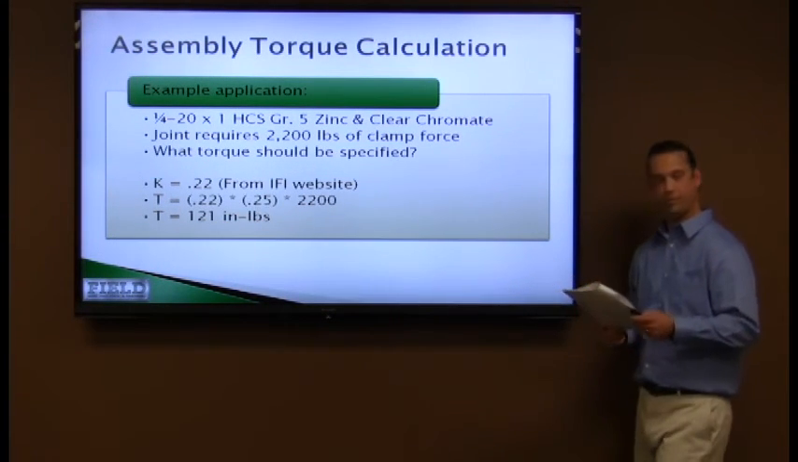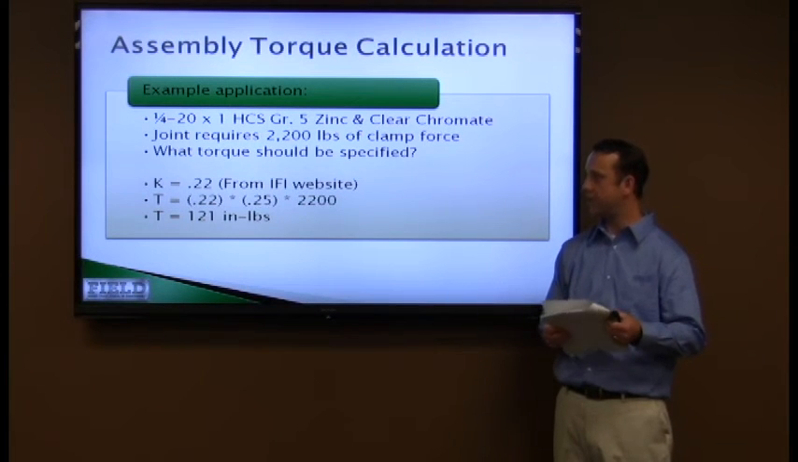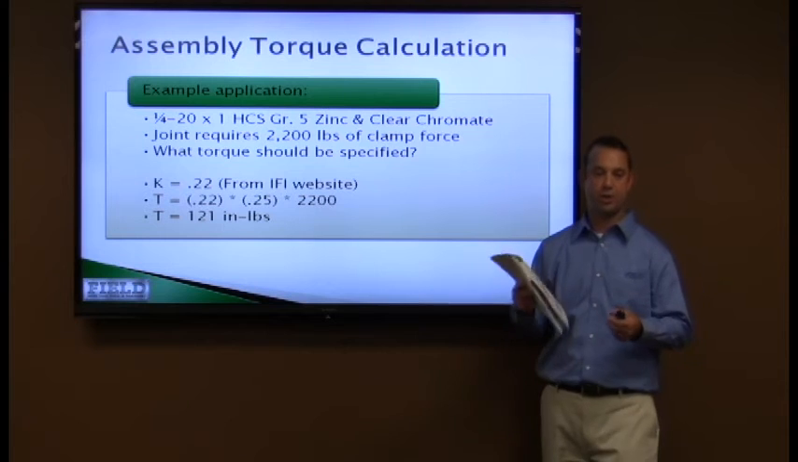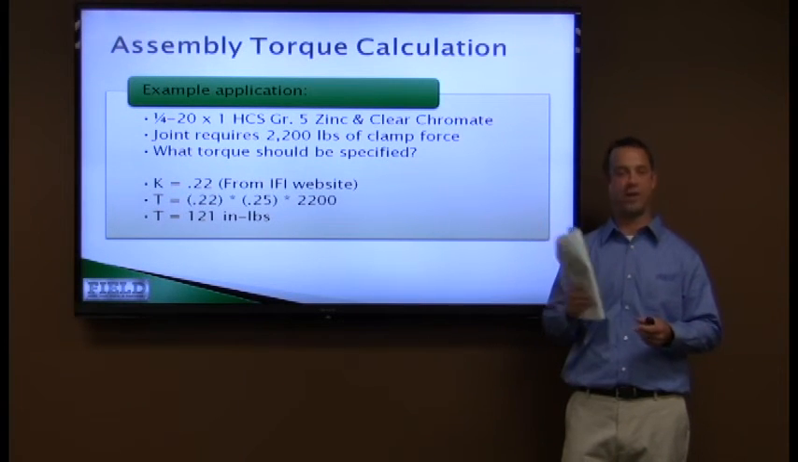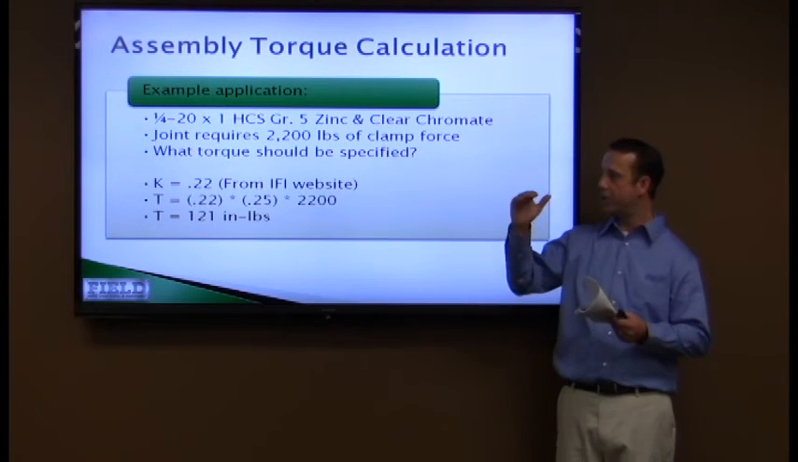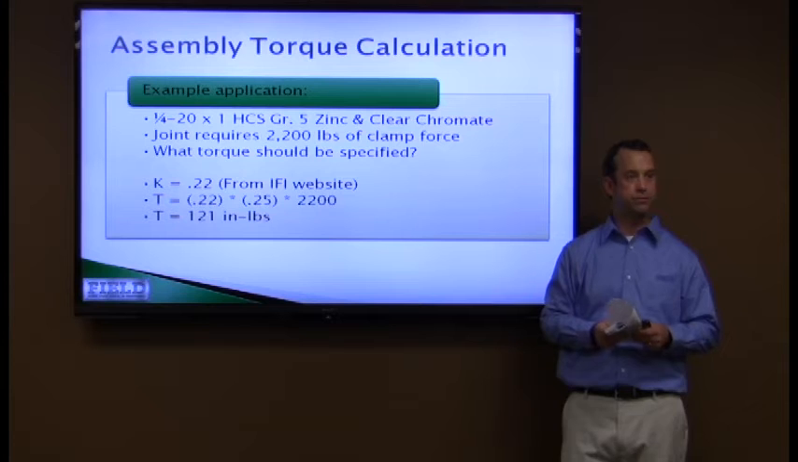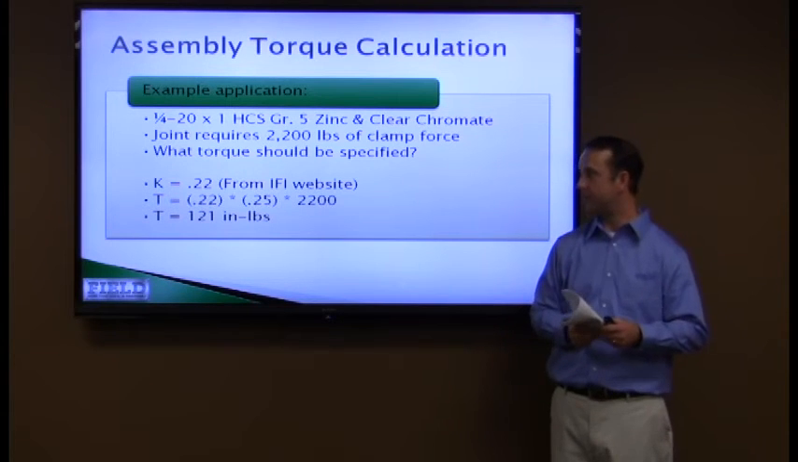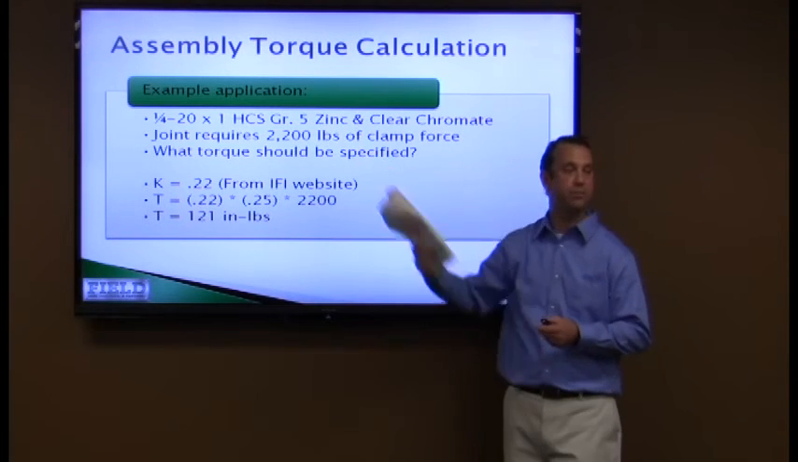So what gave you the 0.22? From the IFI website, they list charts that will show, the chart's generally shown by plating. So if you've got a zinc plated part, or if you've got a dip spin coated or fastener oil, you're going to have a different torque coefficient for each type of plating. So that's for zinc, is what you're saying? I believe that's for zinc, yes. It should correspond with the plating up here, correct?